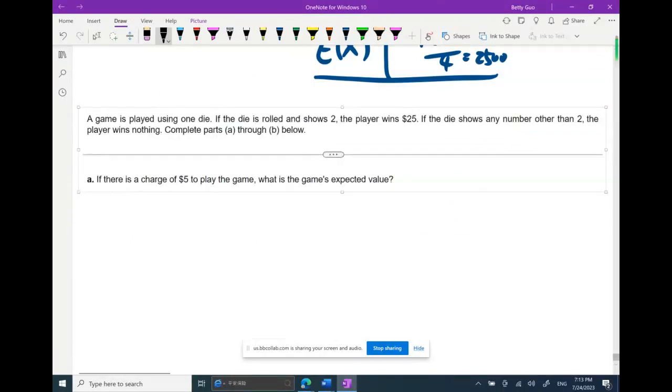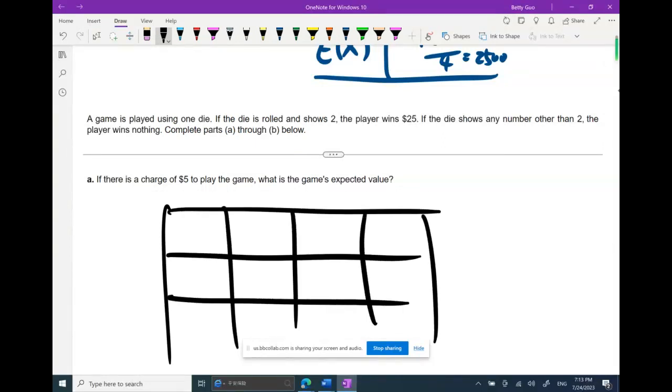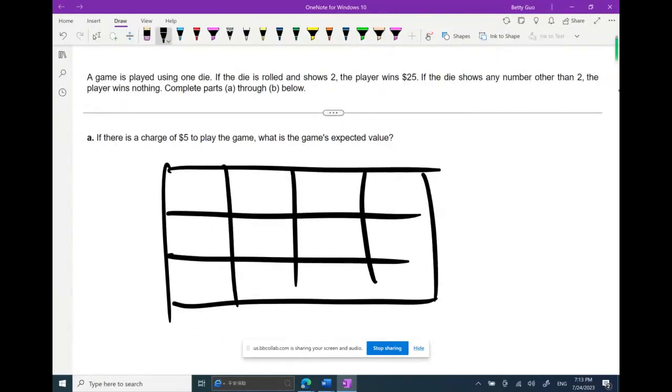All right, same as earlier, we are going to make a table. Cases: you get a number 2, and you didn't get a number 2, right? You roll a die. If you get a number 2, you win. Win how many dollars? Your profit. Yeah, you win $25, but you pay $5 to play it. So the cost is $5. So you win $20 only, right? You win $25, but there's a cost of $5, $20 profit.